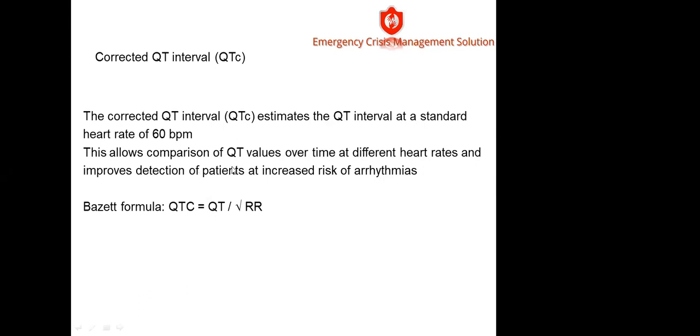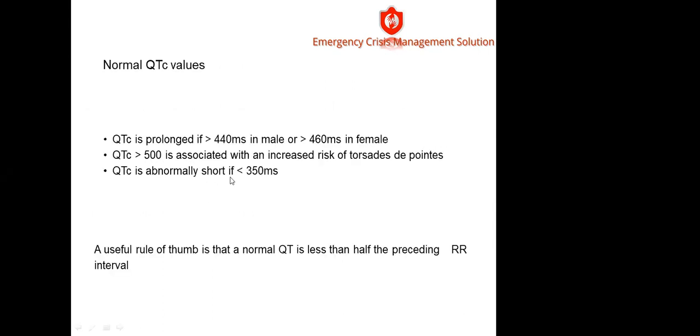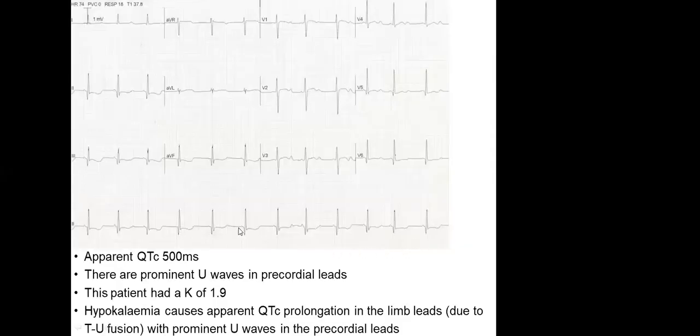This allows comparison of QT values over time at different heart rates and improves detection of patients at increased risk of arrhythmia. Usually, short QT is less than 350, prolonged QT in males is more than 440, in females more than 460. As a thumb rule, I will reinforce that a normal QT should be less than half the preceding RR interval. So apparently in this patient, again we have a QTc prolongation.